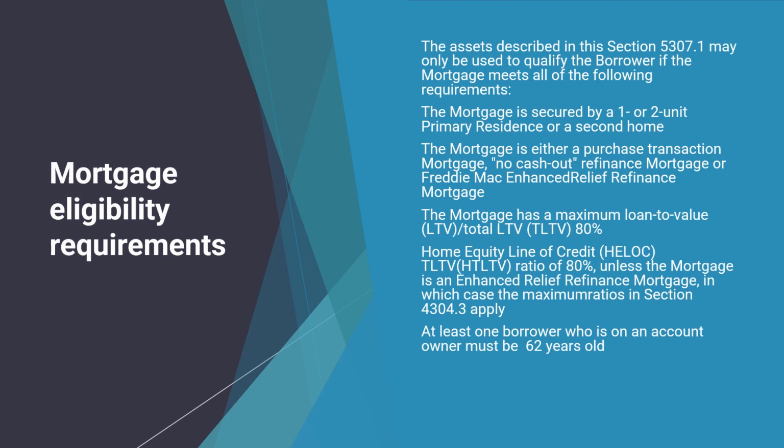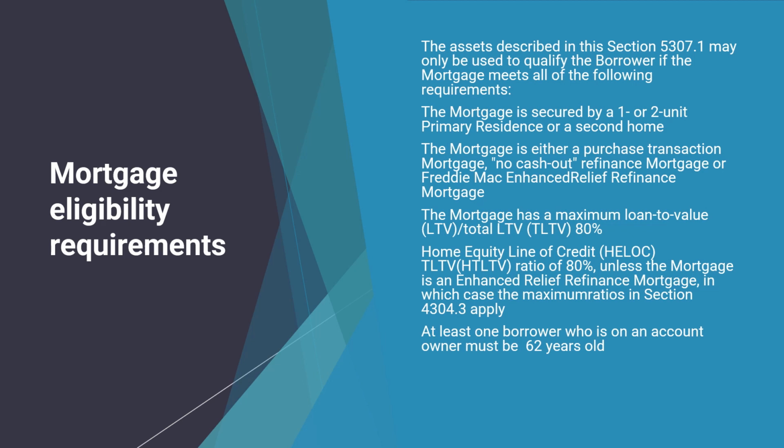Let's dig into the mortgage eligibility requirements. The asset described in section 5307.1 may only be used to qualify the borrower if the mortgage meets all of the following requirements. The mortgage must be secured by a one or two unit primary residence or secondary home, so no investment properties. The mortgage is either a purchase transaction or a no cash out refi, so you cannot do a cash out on this guideline.